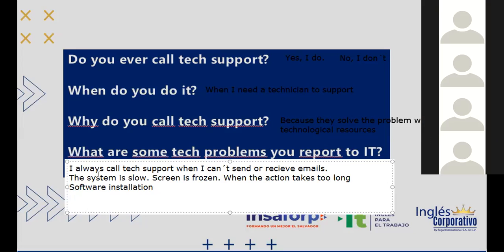Cuando falla la red, teacher, ¿cómo se dice? Wi-Fi connection problems. Okay. Eso es si fuera el Wi-Fi, pero también tenemos la intranet, ¿verdad? Tenemos el internet y la intranet. Entonces podemos poner cuando falla la red. Net failures. Cuando tenemos problemas con el marcador digital.